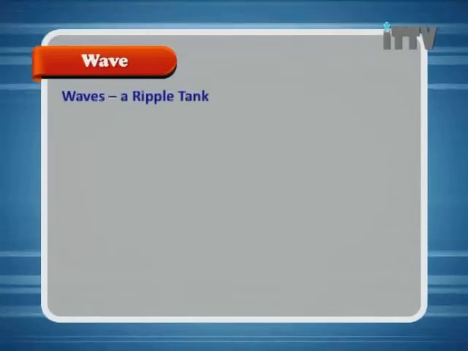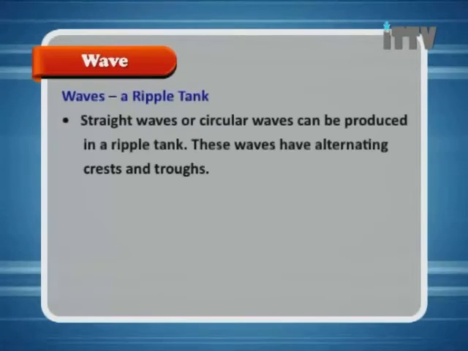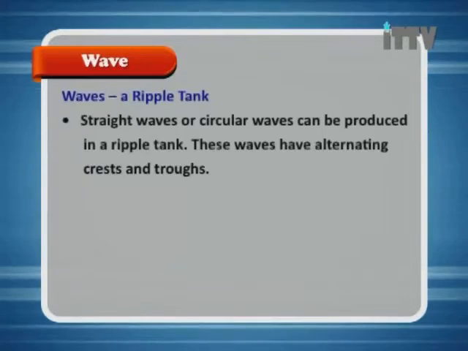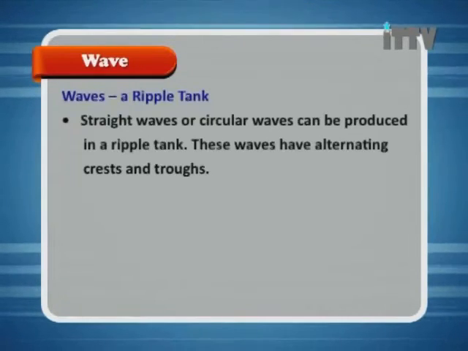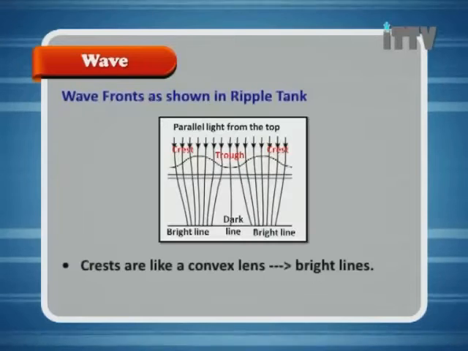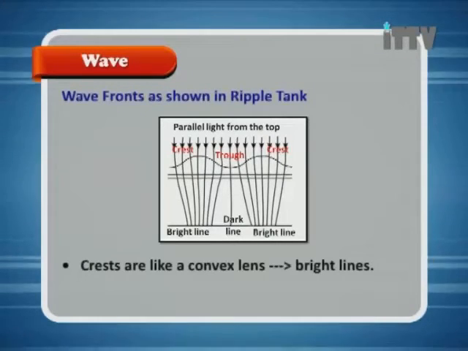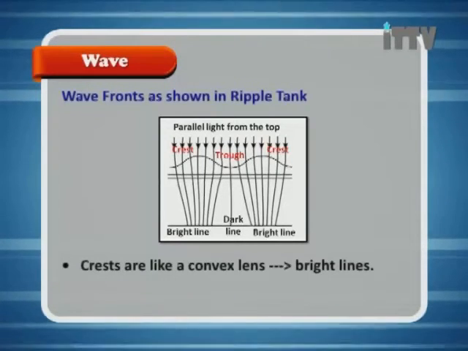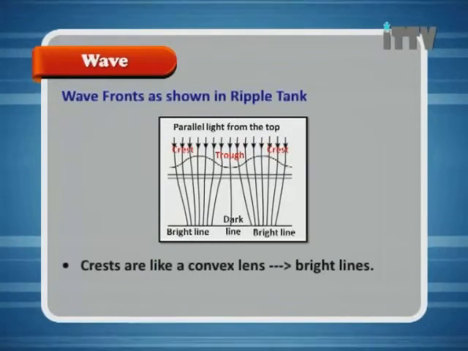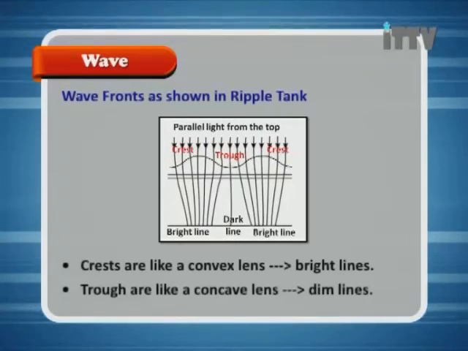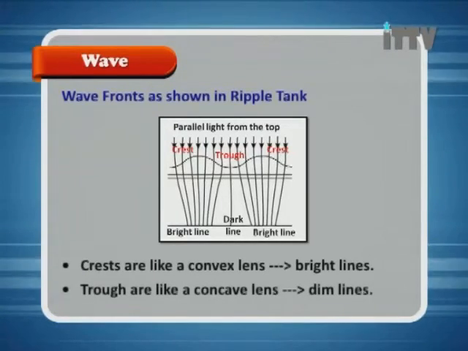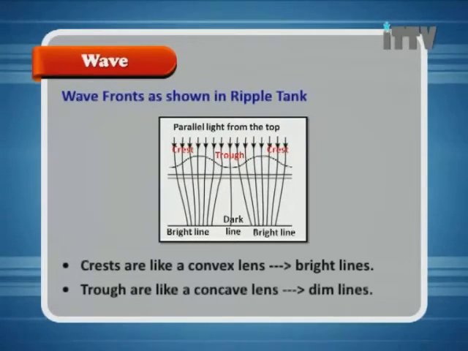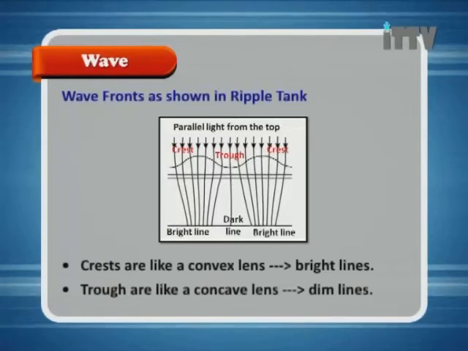Waves, a ripple tank. Straight waves or circular waves can be produced in a ripple tank. These waves have alternating crests and troughs. Crests are like a convex lens. They focus the light to a point. This will create bright lines. Troughs are like a concave lens. The light diverges as it passes through a trough area. This will produce a dark line.